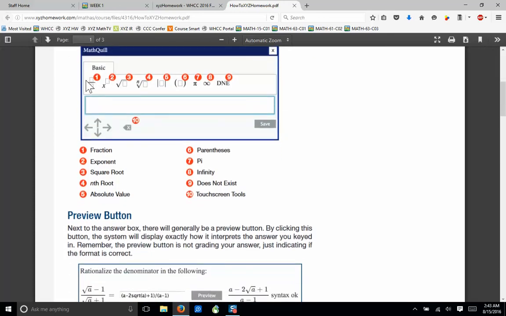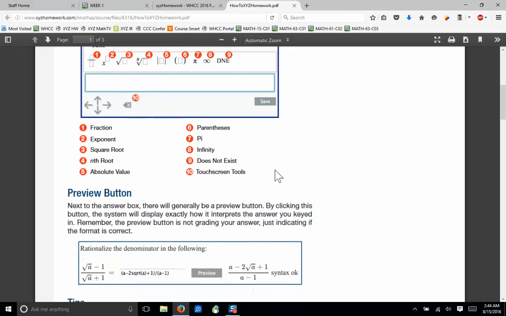So if you need to put fractions, or the answer is going to be a fraction, this math quill is going to be here. Exponent, looks like square root, any kind of root. Absolute value, parentheses, pi. This is called an infinity symbol. And this does not exist here. So really, what we are talking about here is this right here.